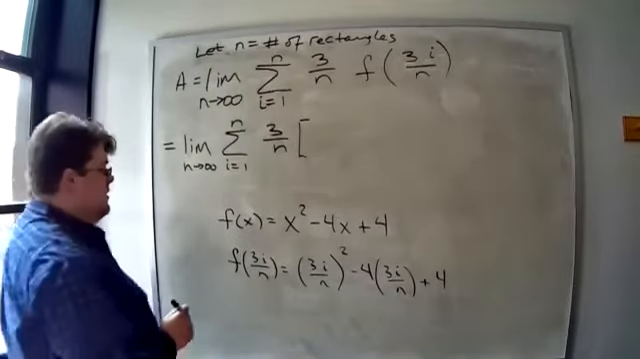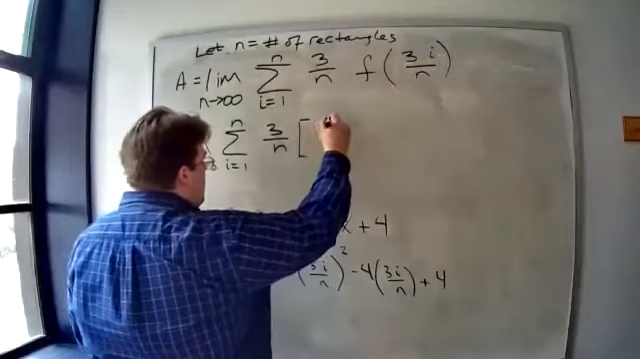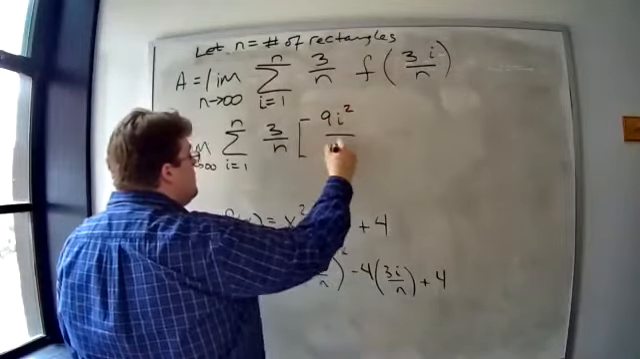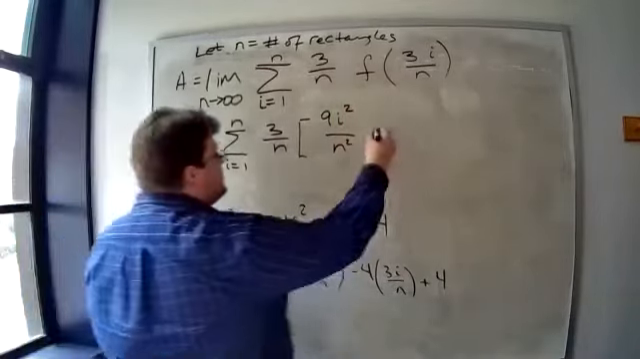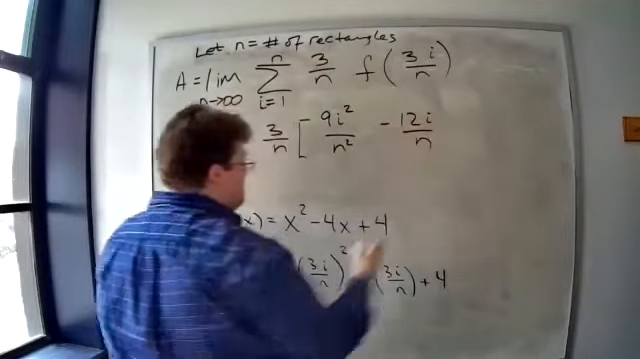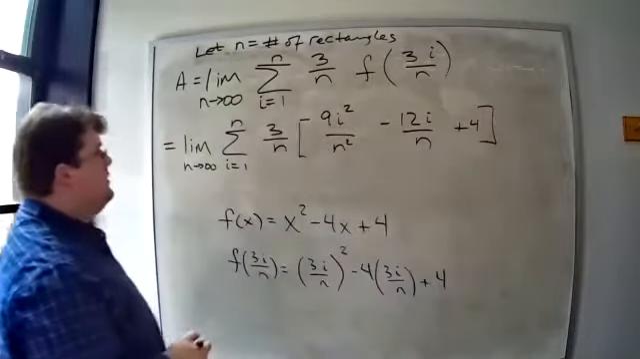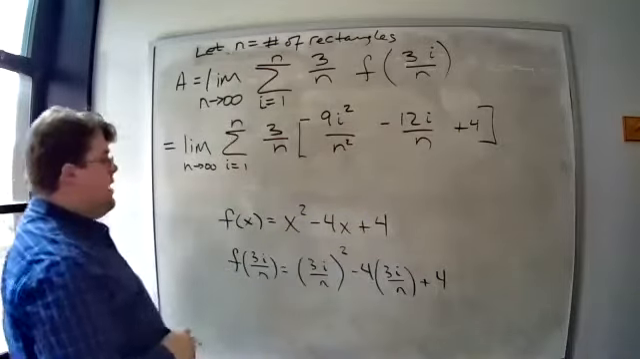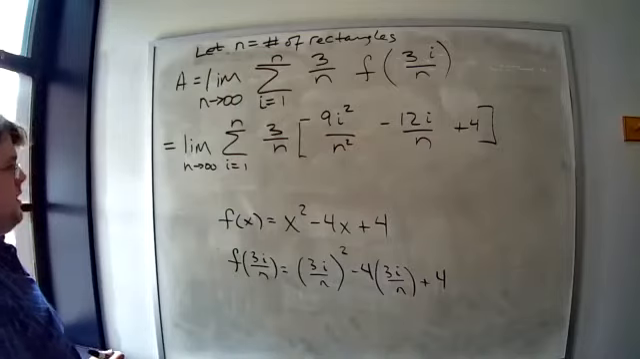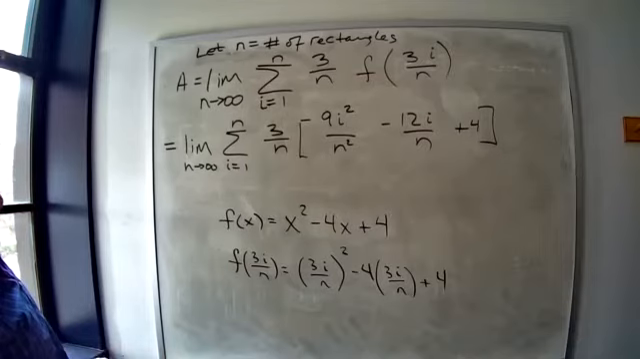So what does that equal? Well, it will be convenient to simplify this. 3i over n all squared is what? 9i squared over n squared. Negative 4 times 3i over n makes negative 12i over n. And 4 is 4. So f of 3i over n equals that quantity. Any questions about that part? So all we did from one equal sign to the next was find f of 3i over n.